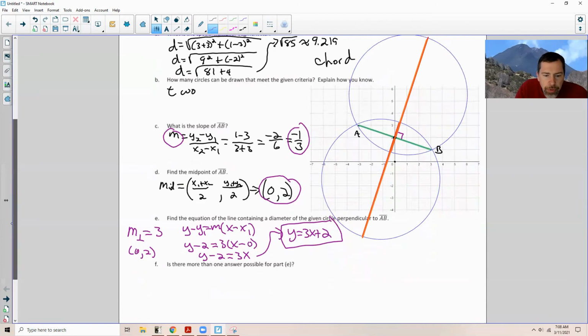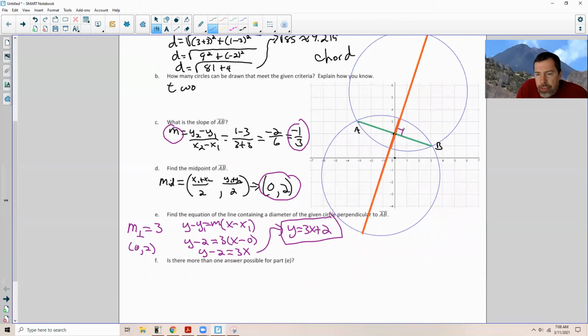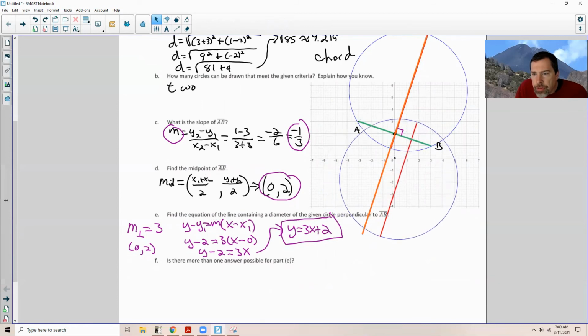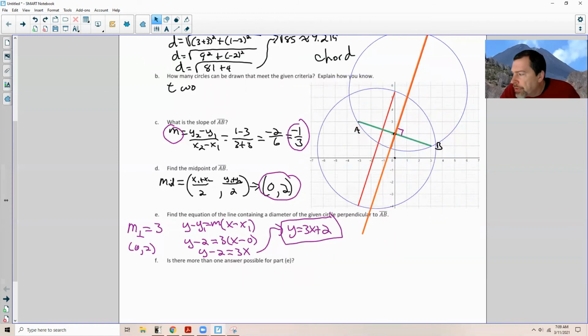And F says, is there more than one answer possible in part E? Well, no, because if I move these circles, they can't be on the endpoints, unless they're talking about the diameter just being anywhere. So if I moved the diameter or moved a circle such as this one, if I move the circle over to here, okay, I could use the endpoint here, I could use the endpoint here, or any other point. So is that what they're asking?